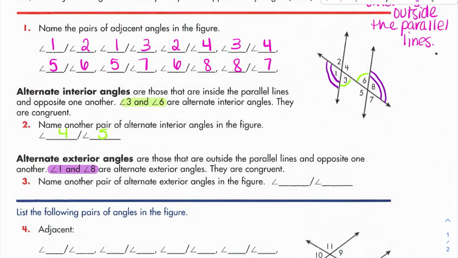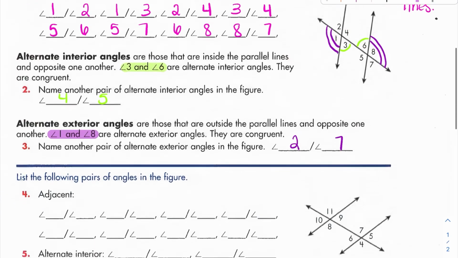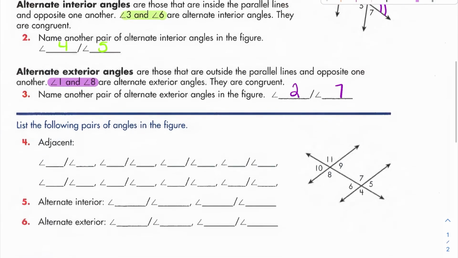So number 3 says to name another pair of alternate exterior angles. There is only one other pair of alternate exterior angles. What do you think those are? Angles 2 and angle 7. That is the other pair of alternate exterior angles. Now what I would like you to do is to do the examples below, examples 4, 5, and 6.